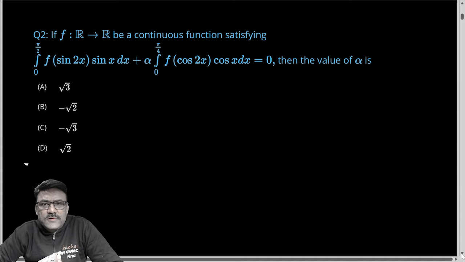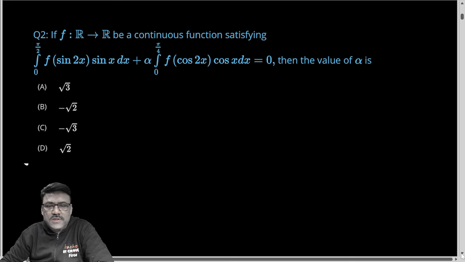Okay, let's see this question now. This is from definite integration, and they have given integral 0 to pi by 2 f of sine 2x into sine x dx, plus alpha times integral 0 to pi by 4 f of cos 2x into cos x dx, is equal to 0. The sum of these two integrals is 0. Then what is the value of alpha here? So we have to get alpha.